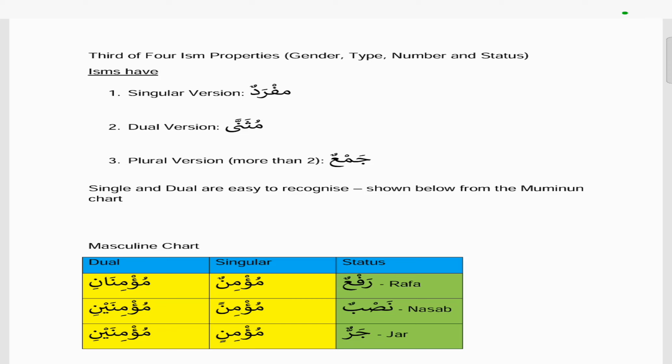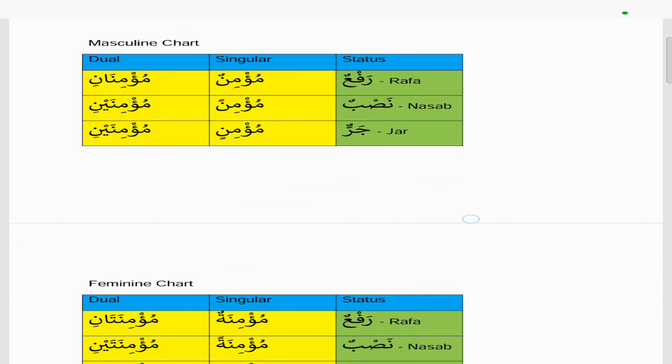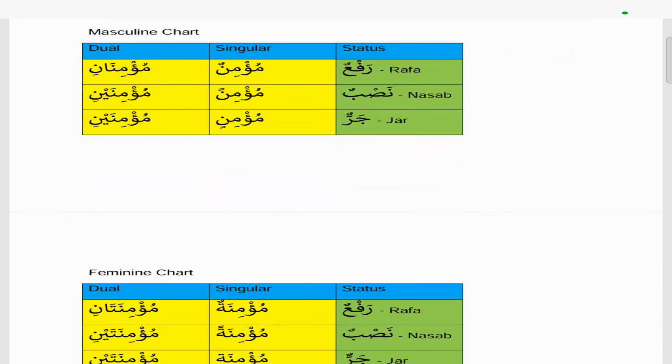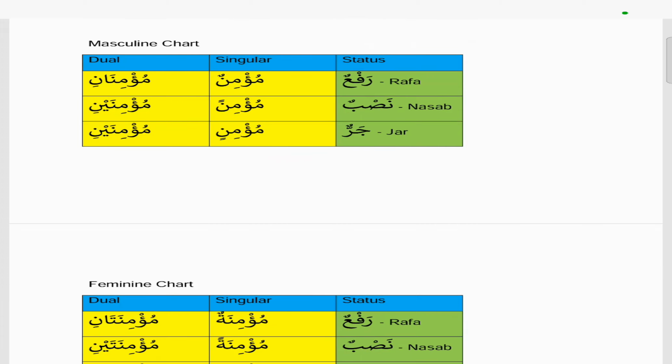The singular and dual are fairly easy to recognize, and they're shown below in the Mu'minin chart, which we've been through a few times before. Just to go over it briefly, in the masculine chart, the singular for Rafa is Mu'minun. We look at the ending sound, which is the last harakat on the last letter, just to determine if it's Rafa, Nasab or Jar, if you remember. So Mu'minun, Mu'minan and Mu'minin. And then for the dual, it's ending combinations because extra letters have been added. So Mu'minani is the Rafa, Mu'minaini is the Nasab, and Mu'minaini is the Jar. So it's fairly easy to remember.